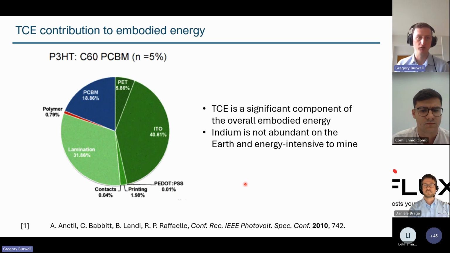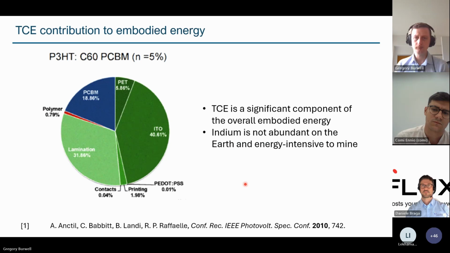So if we want to make photovoltaics or LED systems with low embodied energy to justify why we might use them in net zero goals, we want to understand all the components of that device, not just the active layer. So the TCE, which is predominantly ITO or FTO in most devices, can account for almost 40% of the embodied energy in that device. In addition, the element indium is not very abundant on the Earth, and it's very energy intensive to mine. So this is what's motivating some of the explorations into alternative TCE materials, or TCOs, transparent conductive oxides, that could replace ITO with low embodied energy.